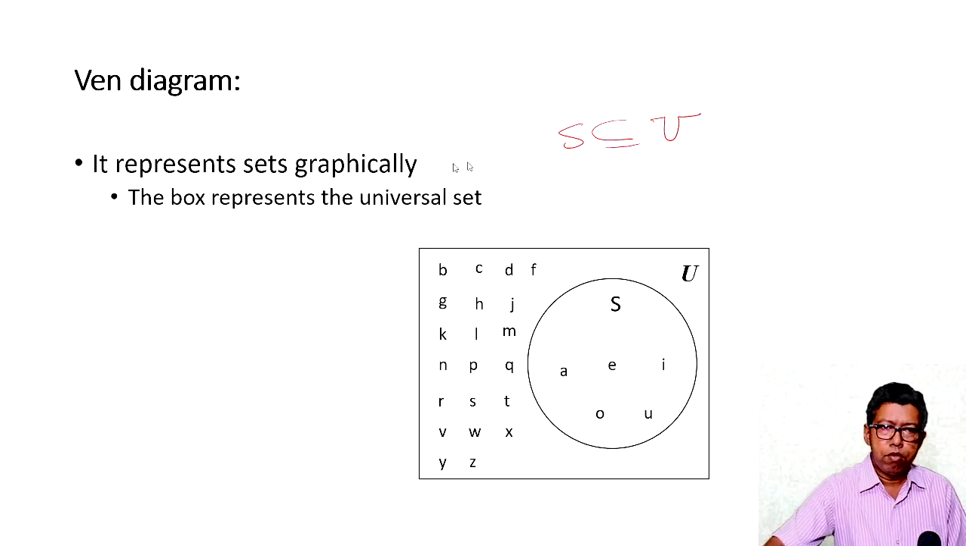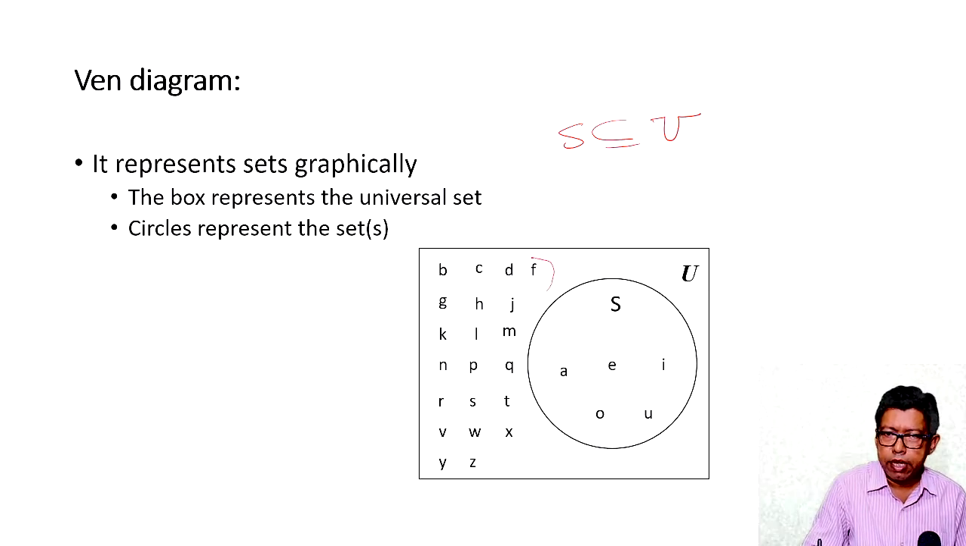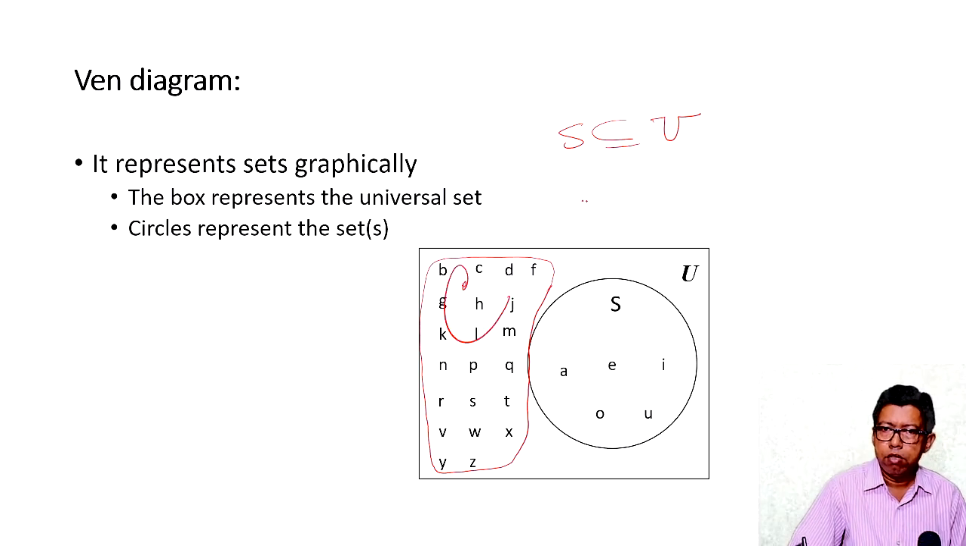So the box represents the universal set. Here this is the box, and the circles represent the sets. There may be many sets. One set is here, this is the set of all consonants. This is also a set. This set of consonants is a subset of the universal set. Suppose this is capital C, so this capital C is also a subset of the universal set U.